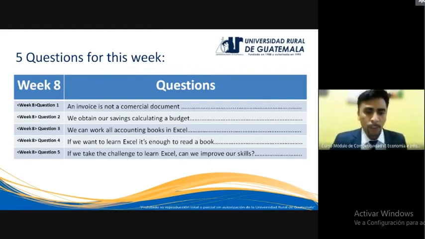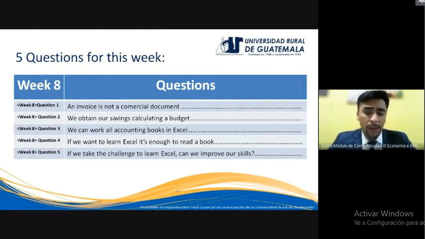Number 2, we obtain our savings calculating a budget. What do you think about this second question? Number 3, we can work all accounting books in Microsoft Excel. True, false? What do you think about this question?